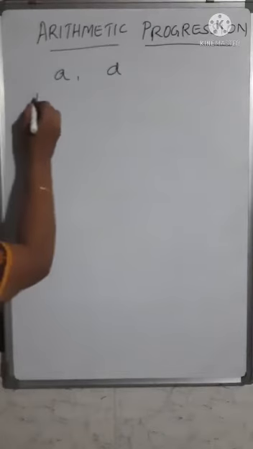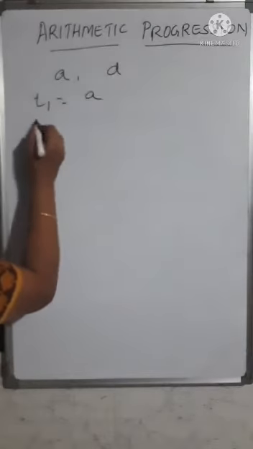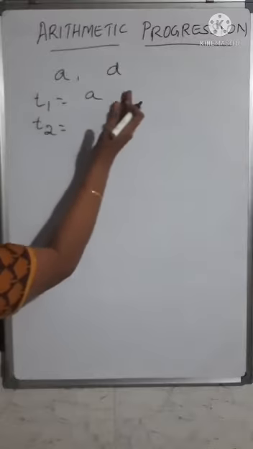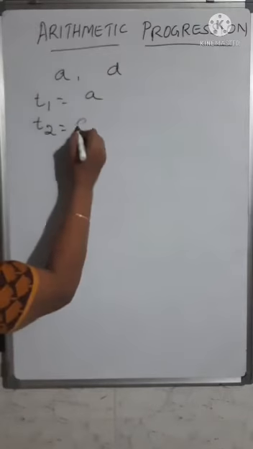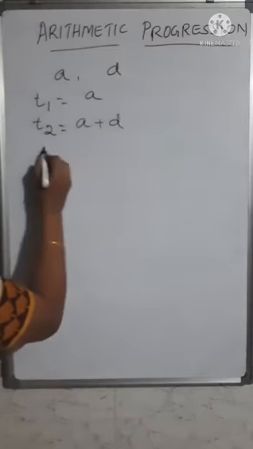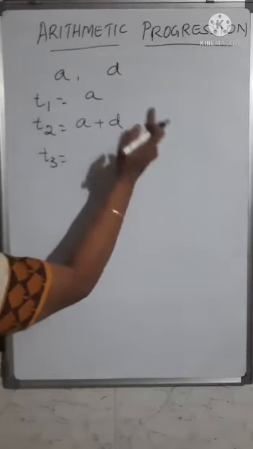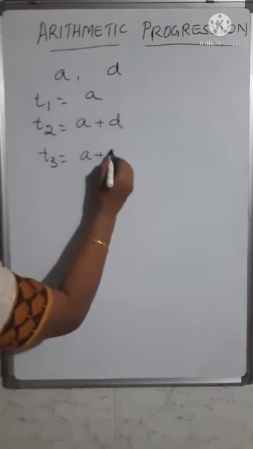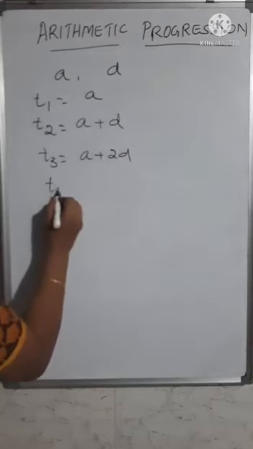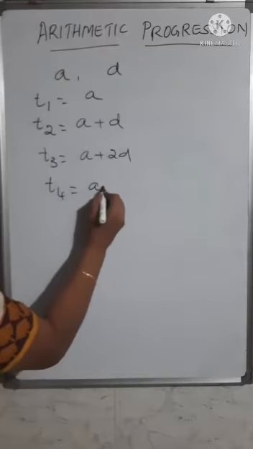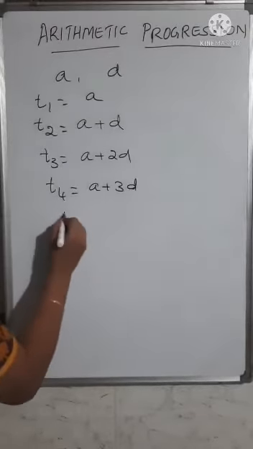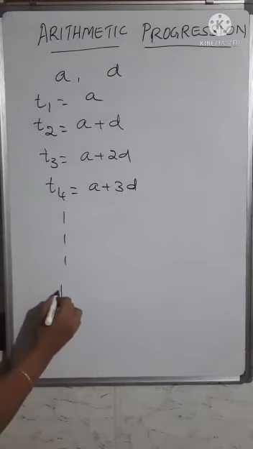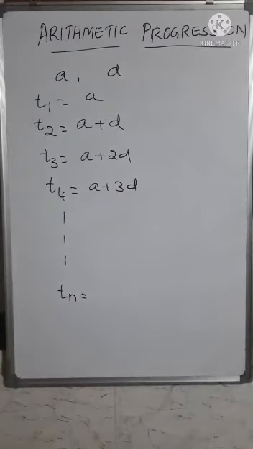So the first term of the AP will be A itself. For the second term you add the common difference to this, so you get A plus D. The third term can be written, again adding D, as A plus 2D. Then T4 is given by A plus 3D. Like this, how do we write Tn? We will get a general formula to find the nth term of an AP.